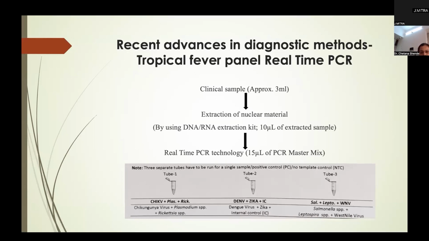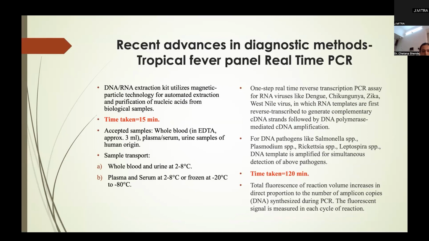Next slide. So for extraction, usually the time taken is 15 minutes. And for extraction, the accepted samples are whole blood, plasma or serum, and urine samples. So these samples are to be transported at 2 to 8 degrees Celsius.